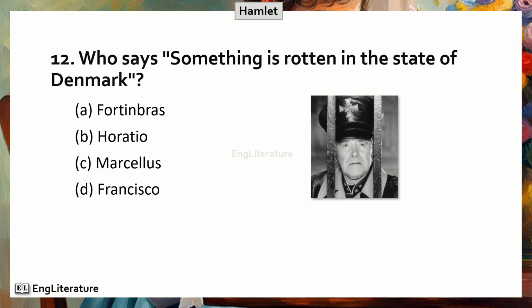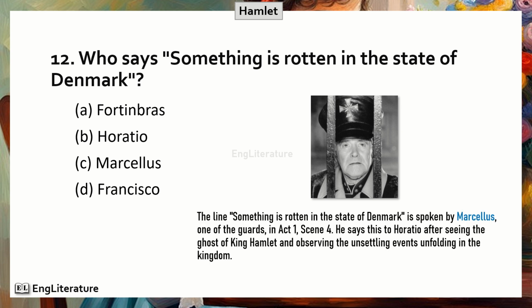Who says something is rotten in the state of Denmark? The line, something is rotten in the state of Denmark, is spoken by Marcellus, one of the guards, in Act 1, Scene 4. He says this to Horatio after seeing the ghost of King Hamlet and observing the unsettling events unfolding in the kingdom. So the right option is number C. Something is rotten in the state of Denmark is said by Marcellus.